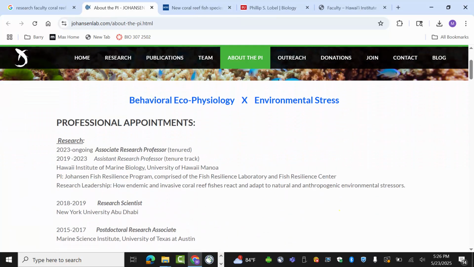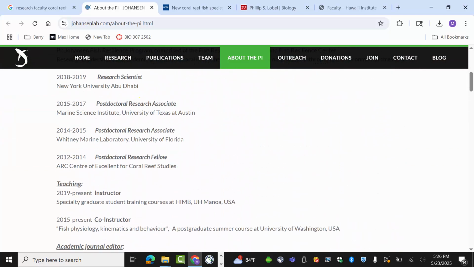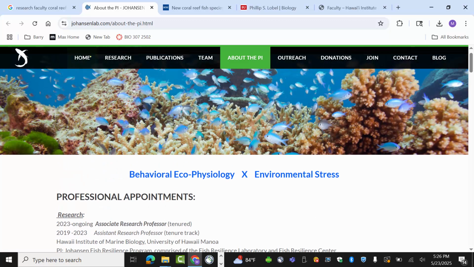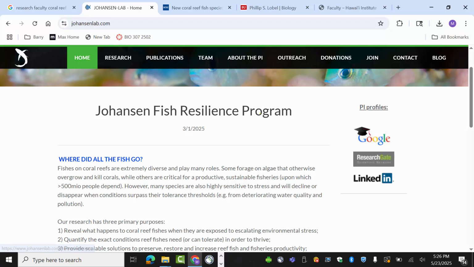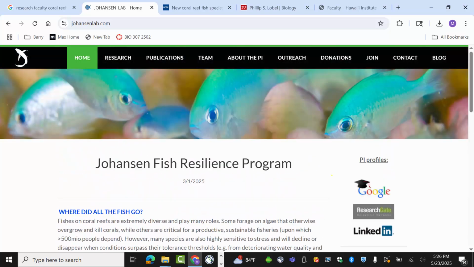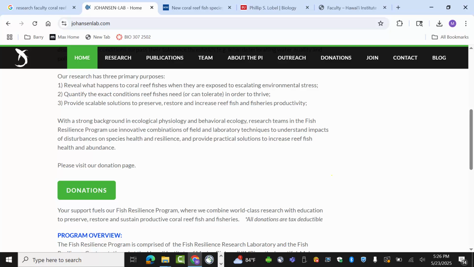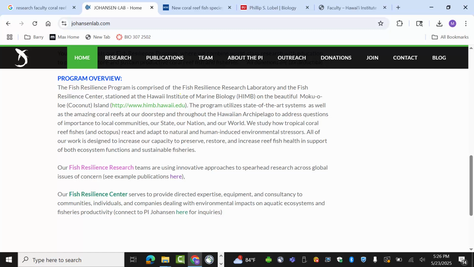Here is another one. This is the Johansson Lab. This is about the PI. Let's go to home. All right, so the Johansson Fish Resilience Program. I've got to admit, I'm not even sure what I'm looking at here. The Fish Resilience Program is comprised of the Fish Resilience Research Laboratory and the Fish Resilience Center, stationed at the Hawaii Institute of Marine Biology. Okay, so this is related to research.